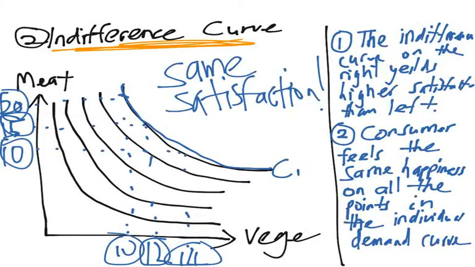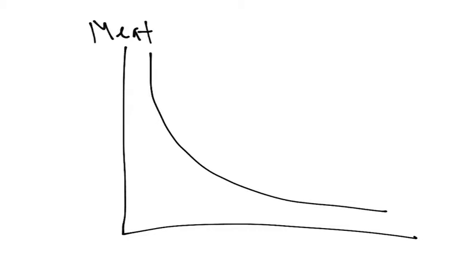One thing you need to know about the indifference curve is, first of all, you will notice that the indifference curve is bowed inwards. Why? Let me show you over here. Let's say you start off with a lot of meat compared to veggie. You have so much meat, you have 20 meat, but you only have 1 veggie.